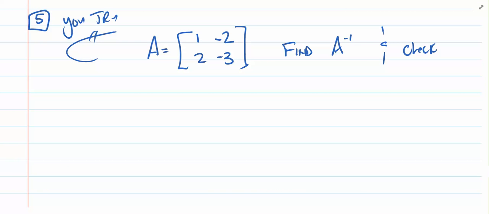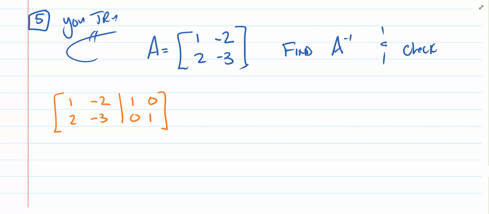Okay, I gave you a matrix, 2 by 2: 1, negative 2, 2, negative 3. I want you to find A inverse using the identity matrix. You can check it on the calculator, but you have to have the process down and the mathematics behind using the identity matrix to find the inverse.